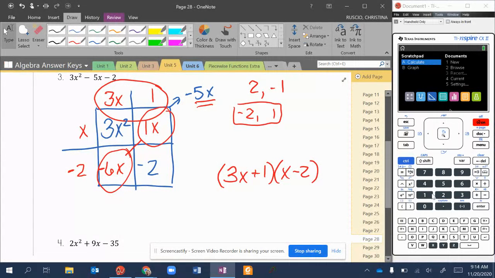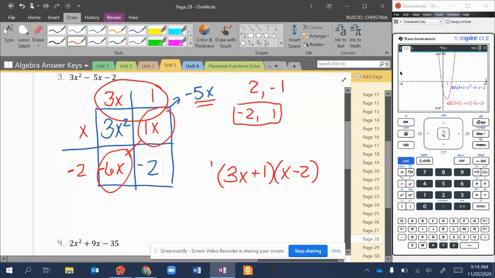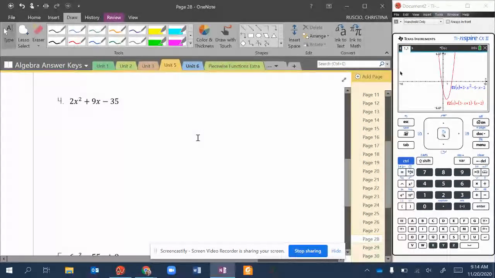Now if I want to, I can graph to check. So I'm going to do this on my first example so we can just get an idea of what checking looks like, because you're going to be doing this a ton when you're doing your practice. So 3x squared minus 5x minus 2. Hit enter, then we'll hit tab, and then we are going to graph our factored form of 3x plus 1 all times x minus 2. And then hit enter, and the two graphs match identically on top of one another, which means that we are correct. All right, let's move on to number 4.